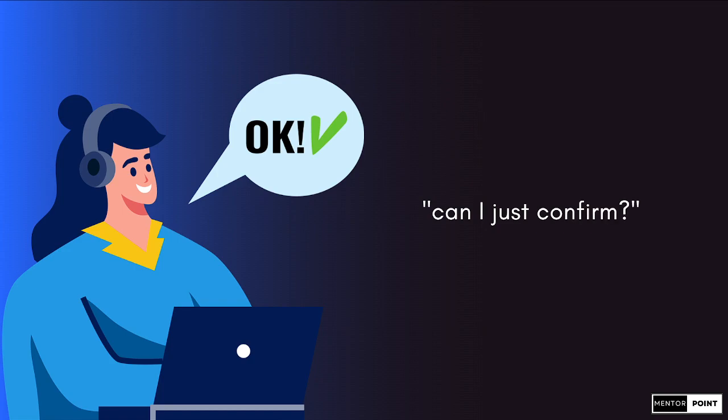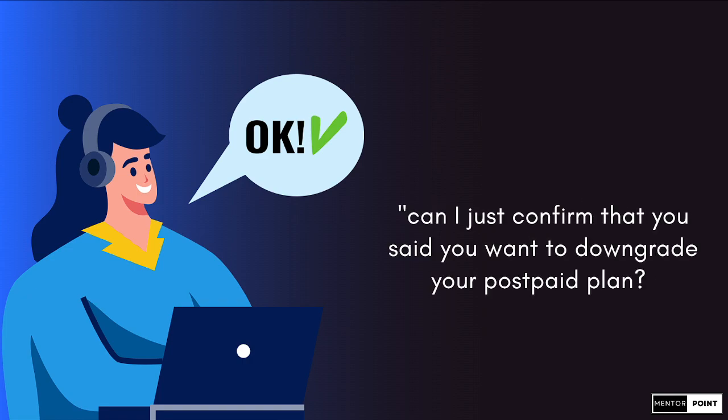All right. Can I just confirm? Adding the word just gives it a friendlier tone. Remember, in this course, we're also talking about the emotions that we create for the customer as a way to make them feel more comfortable. Say, for example, can I just confirm that you said you want to downgrade your postpaid plan? All they have to do then is say yes. This is the most basic way to confirm.